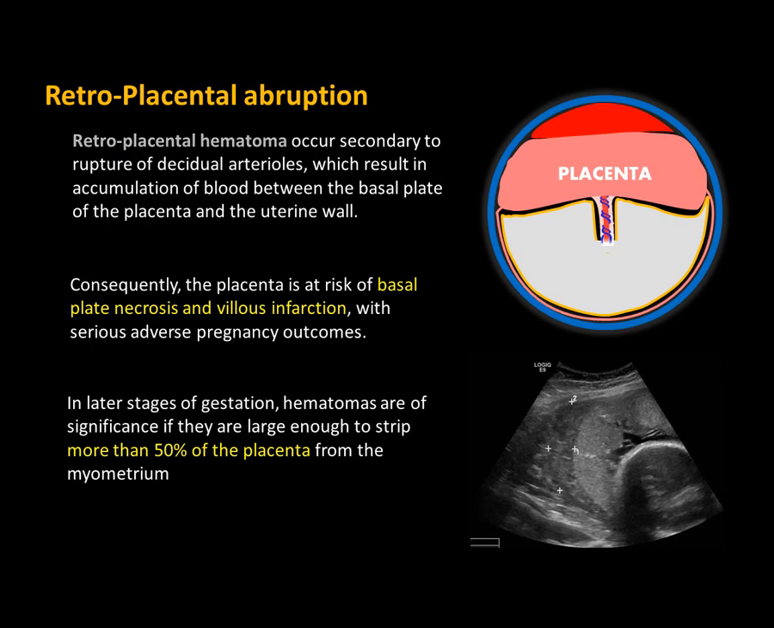Retroplacental abruption occurs secondary to rupture of decidual arterioles, which result in accumulation of blood between the basal plate of the placenta and the uterine wall. Consequently, the placenta is at risk of basal plate necrosis and villus infarction, with serious adverse pregnancy outcomes. In later stages of gestation, hematomas are of significance if they are large enough to strip more than 50% of the placenta from the myometrium.